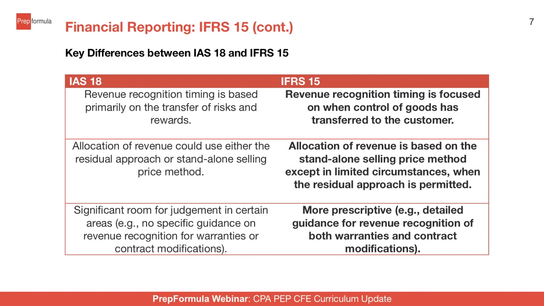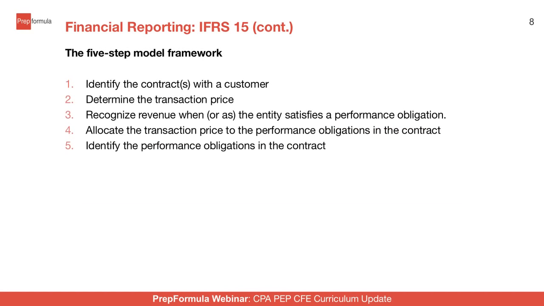Also, significant room for judgment with respect to certain areas. So IAS 18 kind of said, well, there's no specific guidance on revenue recognition for things like warranties or contract modifications, and we had no prescriptive explanations on how to apply this. Instead, because of IAS 18 being incomplete, the professional accounting bodies kept on adding in something called IFRICs, which are additional interpretations to try to help explain some of these major revenue-linked areas. IFRS 15 again tries to be more prescriptive. There's detailed guidance for revenue recognition for both warranties and contract modifications. Okay, so there's more examples.